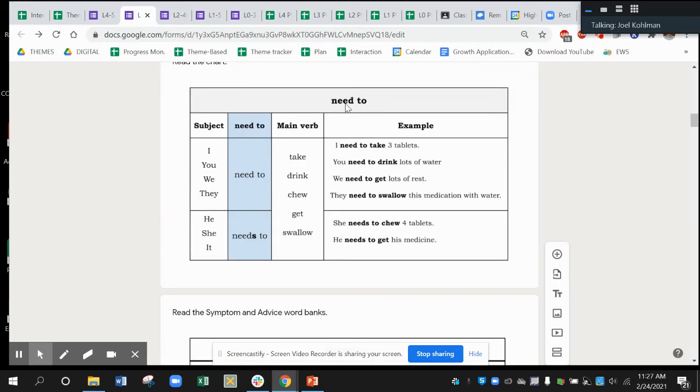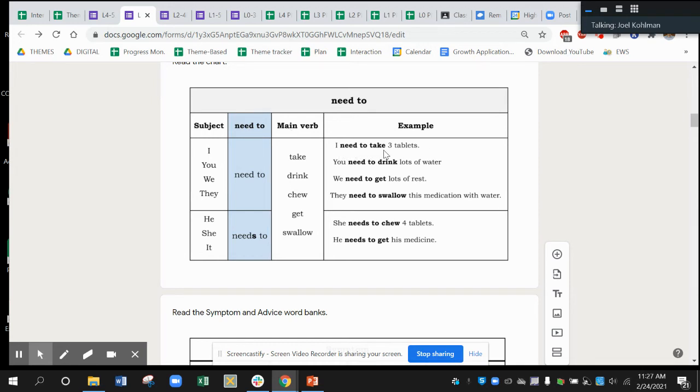Okay, so this one we're just looking at need to. And they show you here when it's he, she, and it, need changes to needs. And again, we have the subject, the modal, and the verb. So in the examples, you can see first, I, you, we, they, she, he. First is the subject. Then you have the modal and the verb.